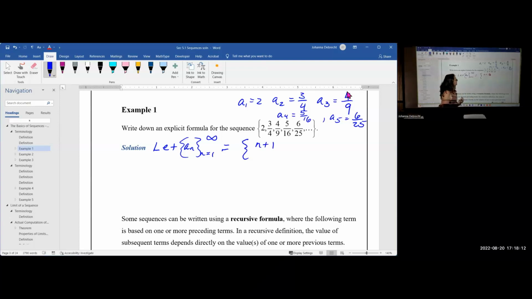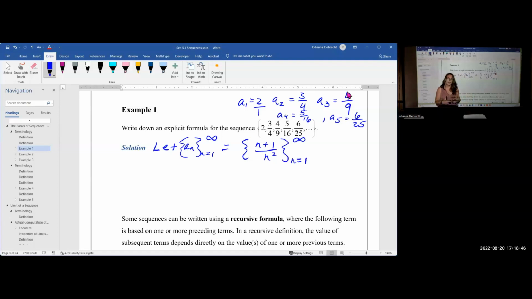Now, what about the denominator? Looking at the denominator, it looks like I take the subscript and square it. That works for the second, the third, the fourth, and the fifth. Does it work for the first one? Let's backtrack. Yes, it does, because 1 squared would give me 1. So this is 1 squared. So it does work for the first one, and this gives me a pattern. This gives me n plus 1 over n squared, proceeding from n equal 1 to infinity.